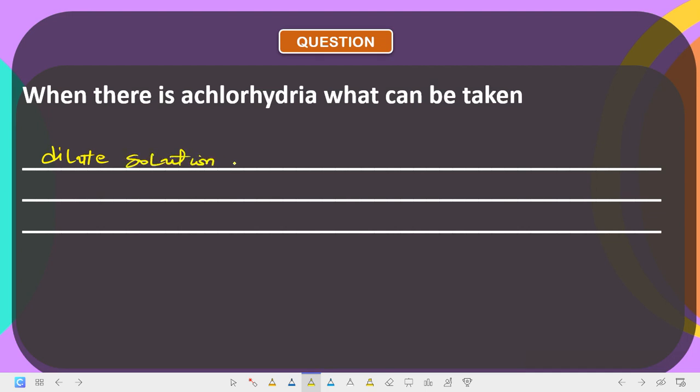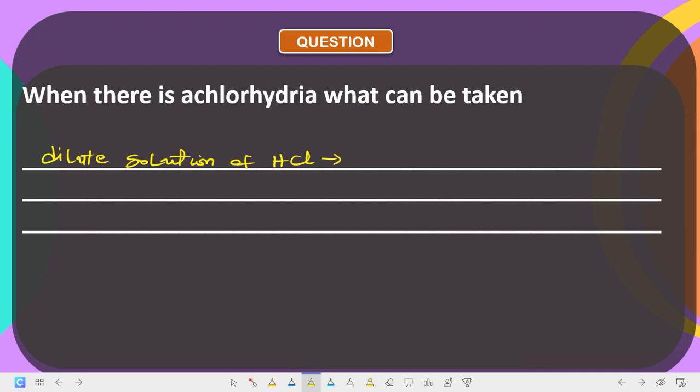of HCl. But this is not advisable because of the acidic nature of HCl. Now, because of the acidic nature of HCl, it may cause... why am I forgetting this thing? I will try to remember.